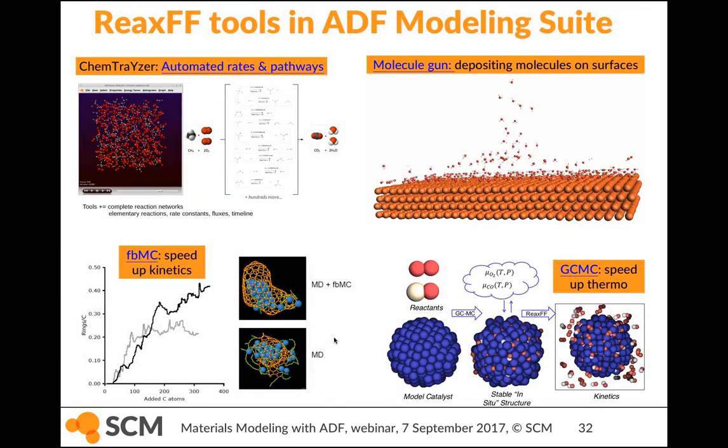Okay, so besides actually running ReaxFF, there are a number of tools available also in the ADF modeling suite. And so I just want to highlight a few here. So one tool is called ChemTracer, Chemical Trajectory Analyzer, and that is capable of, after you run your reactive molecular dynamics, try and trace how one molecule transforms into the other, and do that in an automatic way. And once you have the sort of transformation pathway, then it also automatically calculates the rates of the reactions.